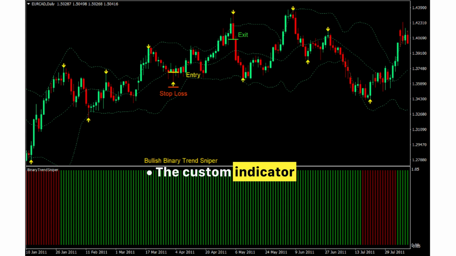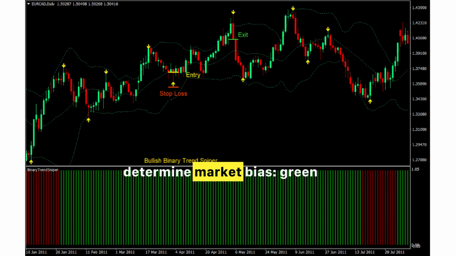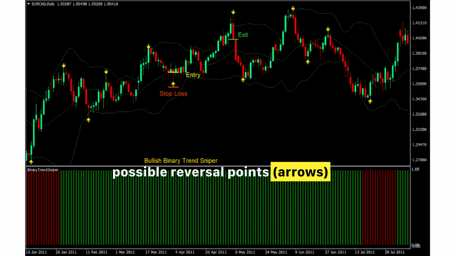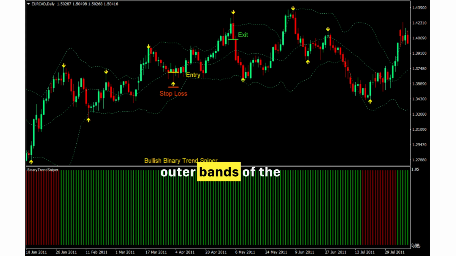The custom indicator Binary Trend Sniper to determine market bias. Green bars equal bullish bias. Maroon bars equal bearish bias. The indicator BB Alert Arrows, which signals possible reversal points, with arrows based on fractals plus the outer bands of the Bollinger Bands. The Bollinger Bands to mark price rejections or bounces from the midline or outer bands.